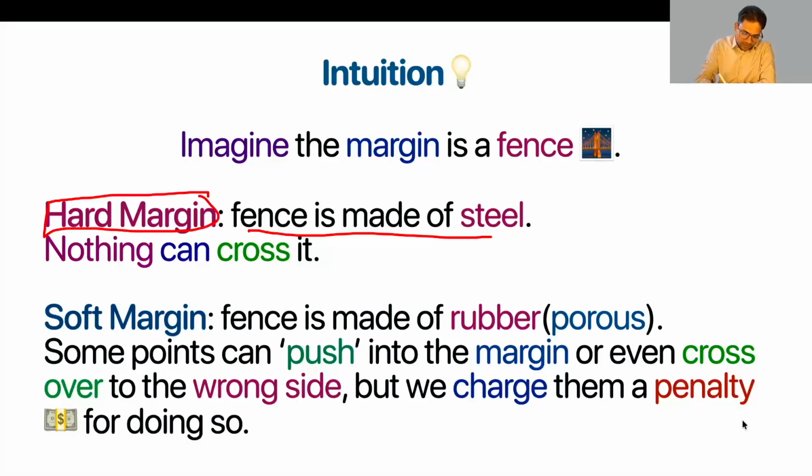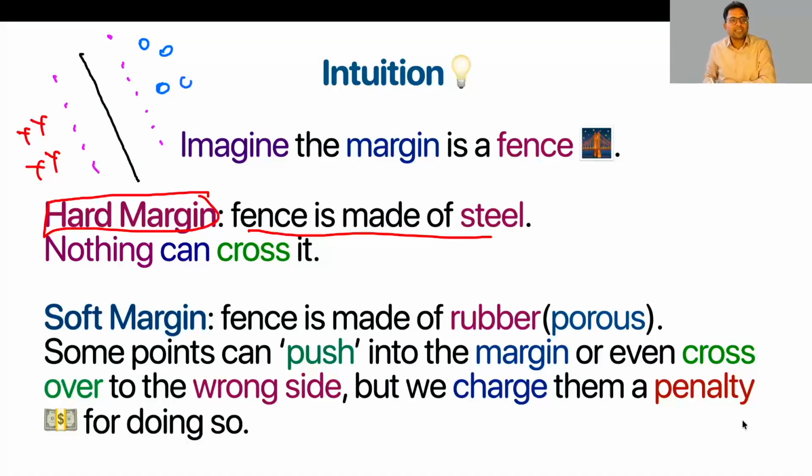For example, say we have this black line as our decision boundary and these purple lines as our margins. We have red points on this side and blue points on this side. Hard margin SVM says that none of these points can be within this margin range. It's very hard. All these points should be clearly demarcated and classified in two different buckets. If it is not able to find this, then it will not work.